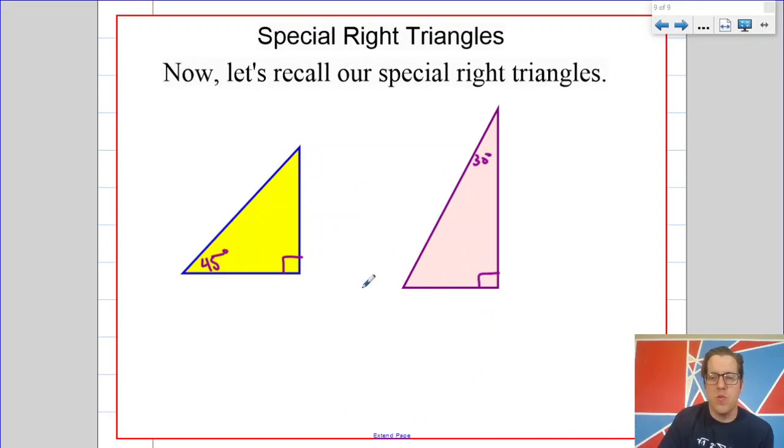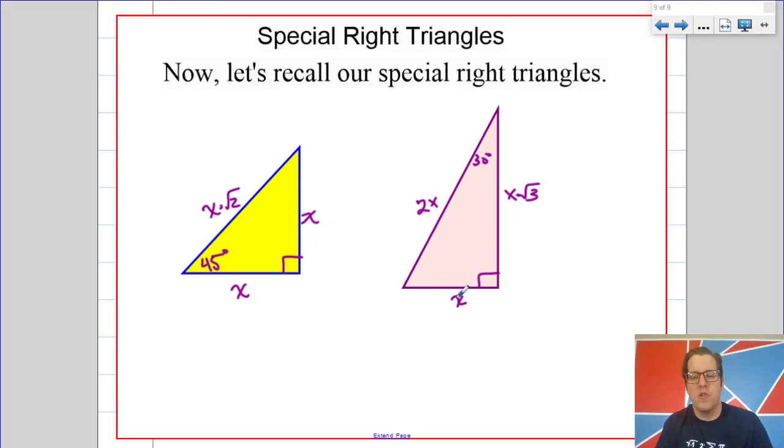And finally, our special right triangles. The relationships in a 45, 45, 90 triangle are that the legs are equal to each other, and the hypotenuse is equal to one of the legs times the square root of 2. In a 30, 60, 90 triangle, one of the legs is half of the hypotenuse, and if you multiply that leg by the square root of 3, you get the longer leg. So those are our special right triangles.